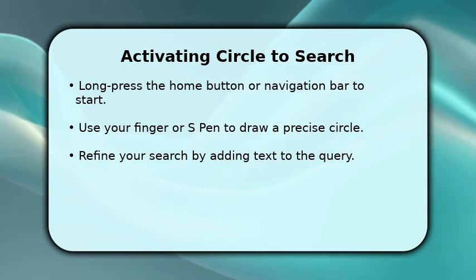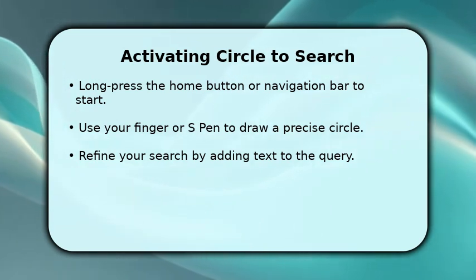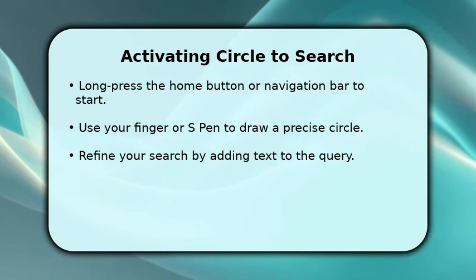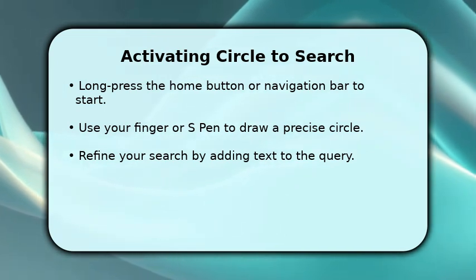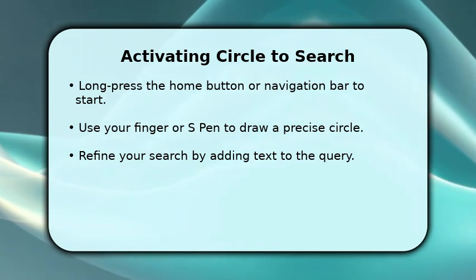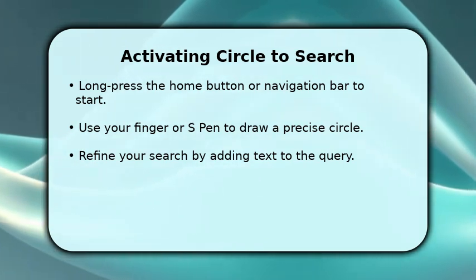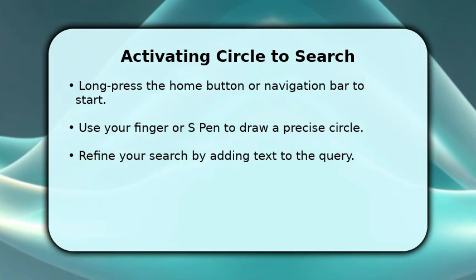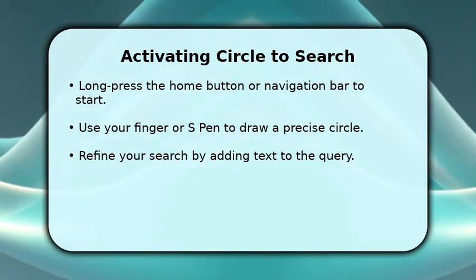on your screen. The system will automatically identify the selected content and perform a Google search. For more specific results, you can also add text to your search query after the initial circle. This allows for highly targeted information retrieval, making your searches much more efficient and accurate.